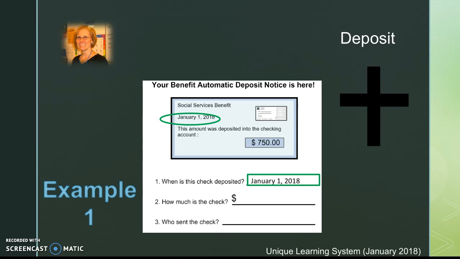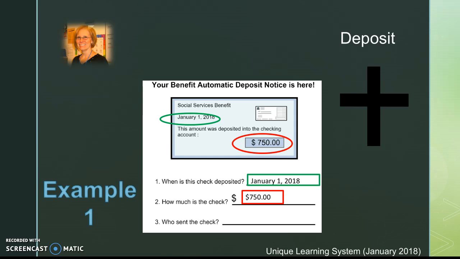How much is the check? Point to the amount of the check. If you pointed to $750, you are correct. If not, find $750 and point to the information. Circle the amount using your red pencil. Now answer question 2 by writing the amount in red.